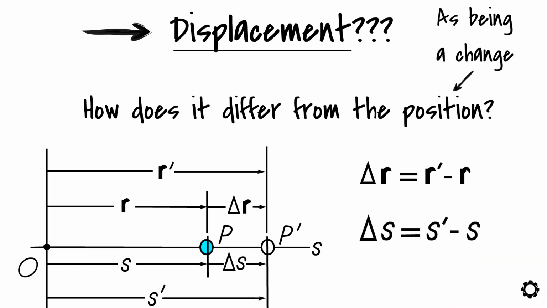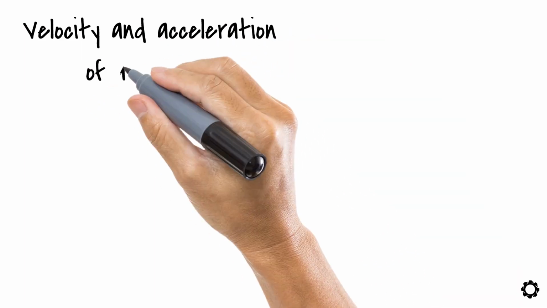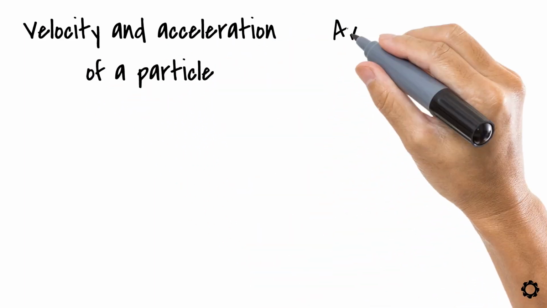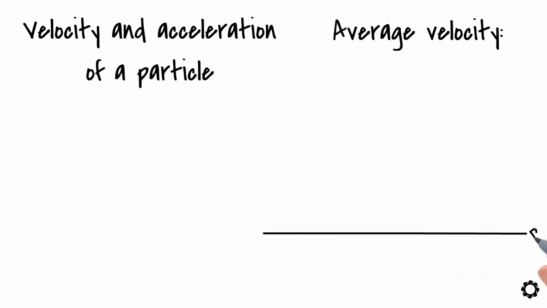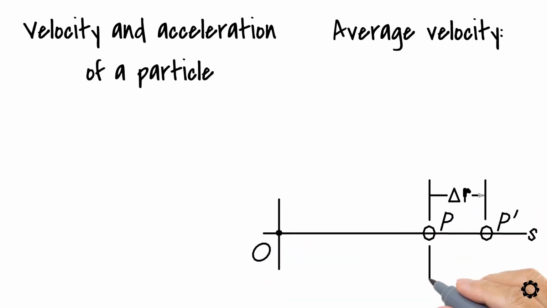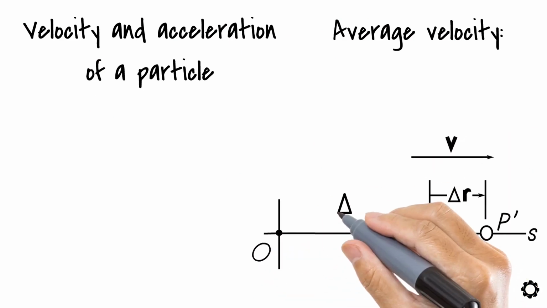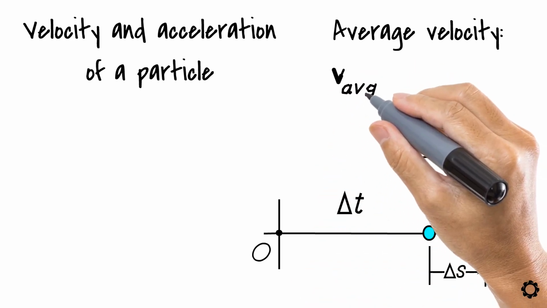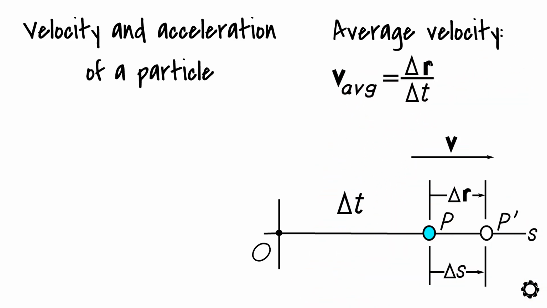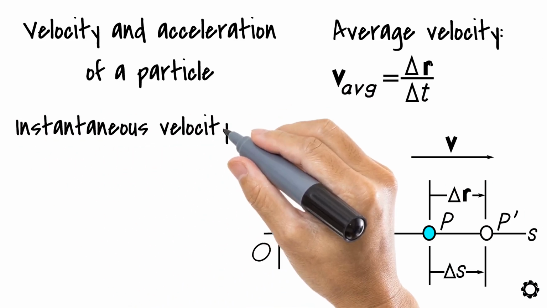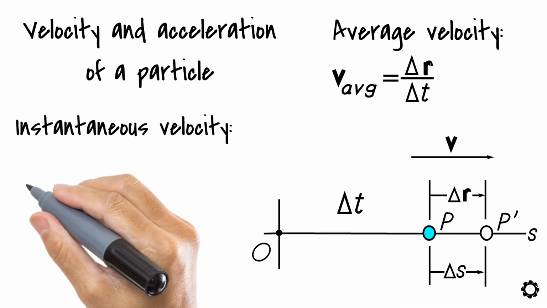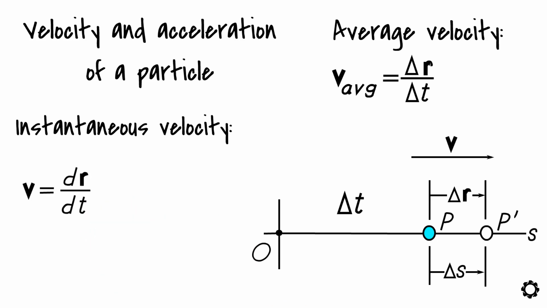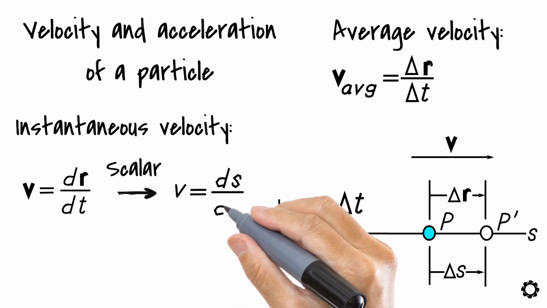Let's move now to discuss the velocity and acceleration of a particle. We can represent the average velocity of the particle, which moves by the displacement delta R from point P to P' in the time delta t, in a mathematical expression as follows. V average equals delta R by delta t. We can also represent the instantaneous velocity of the particle as follows. V equals dr by dt. On the other hand, we could also represent this in scalar form as follows. V equals ds by dt.